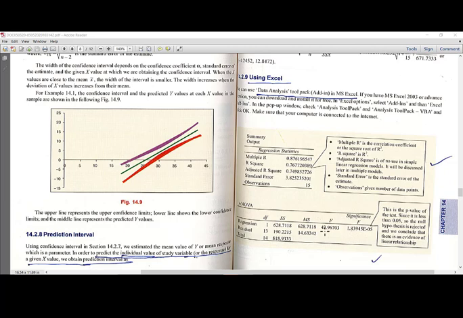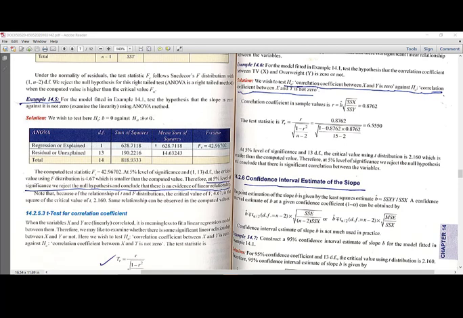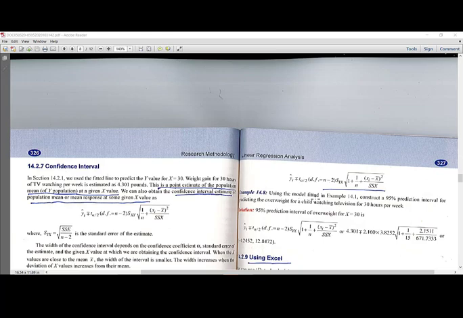If you compare this with our F test, you can observe that it is nothing but this: regression SSR, residual SSE, total SST, and those values are 628 point something, 190 point something, and the total is 818 point something. The mean squares are MSR, that is SSR by the degrees of freedom 1, so SSR by 1, that is SSR. And MSE is SSE by n minus 2. So it is the same thing, and here the F ratio is 42.96702. The same value you can see here.